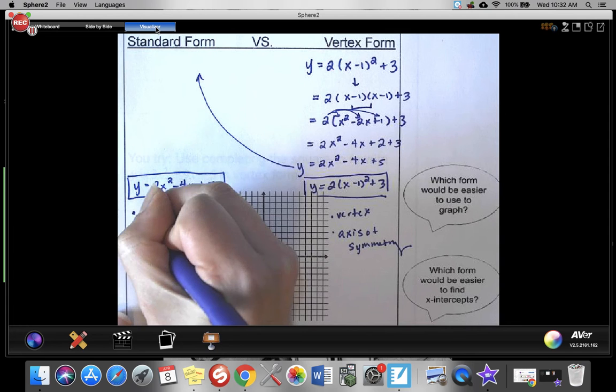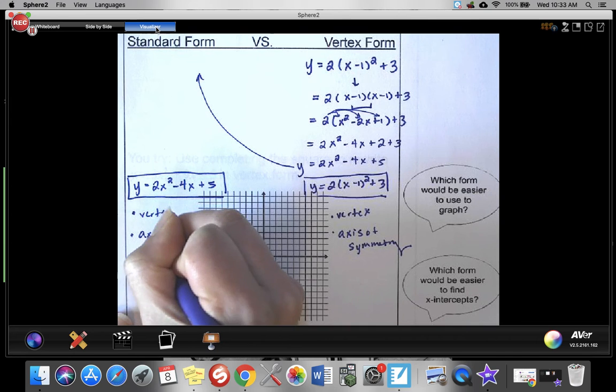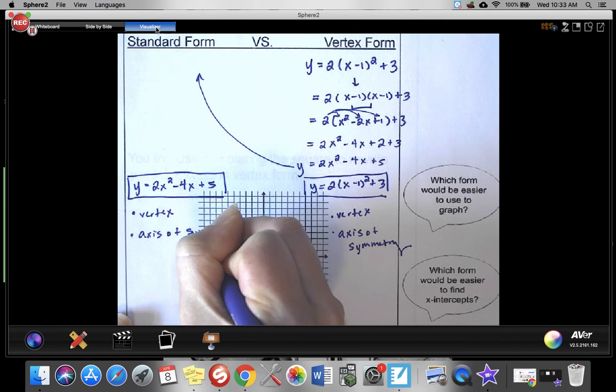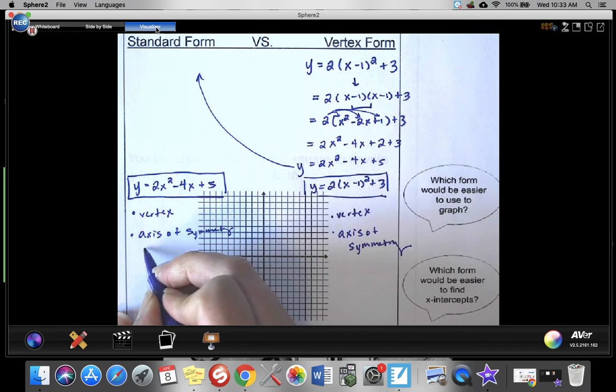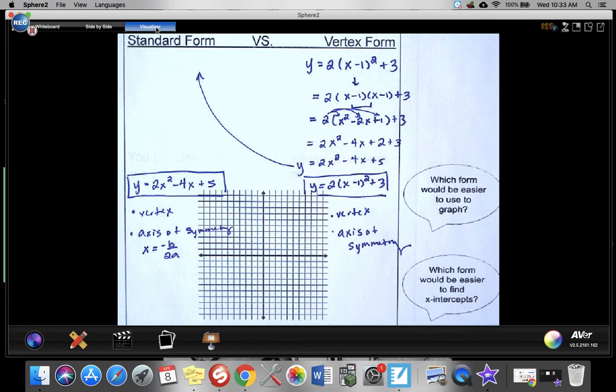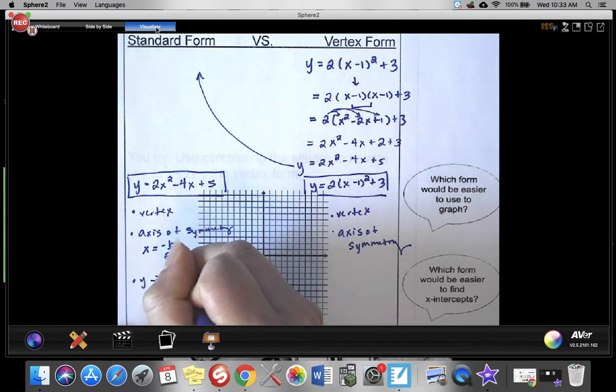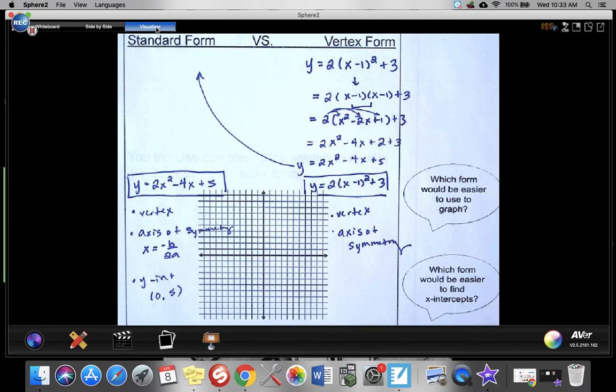Over here, if I'm talking about standard form, I can still find the vertex. I can still find the axis of symmetry. And for these, I'd have to use some formulas. If I wanted to find the axis of symmetry, I'd use the formula x equals opposite of b over 2a, and that would tell me where the axis of symmetry is, and then I could use that to find the vertex. I can very easily find the y-intercept, and that's just going to be this last number here. So I think you could really make an argument that either one of these would be fairly easy to use to graph.